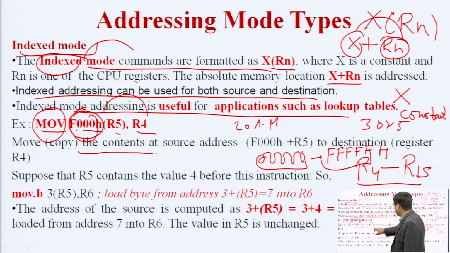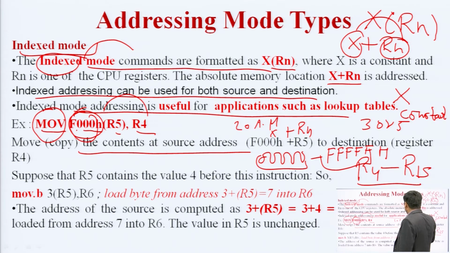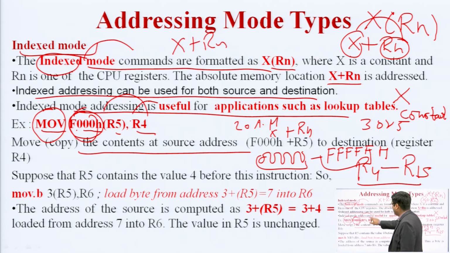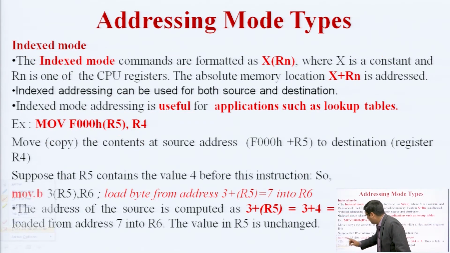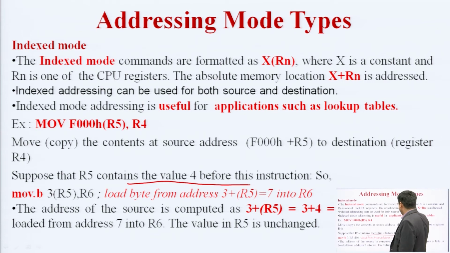So MOV copies the contents of the source address. Here it becomes X plus Rn. X is F000H, so X plus Rn means F000H plus R5. We are taking R5 as an example, and R4 is the destination register. So simply we are moving the contents of X plus Rn into the R4 register. Let us consider, I am erasing the contents here. Suppose that R5 has the value 4 before the instruction.